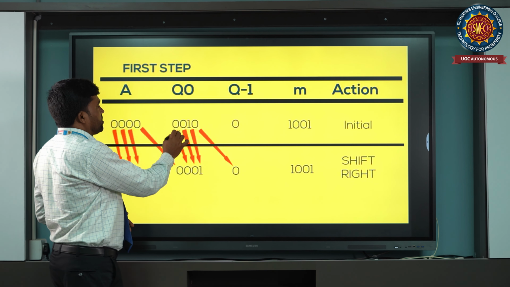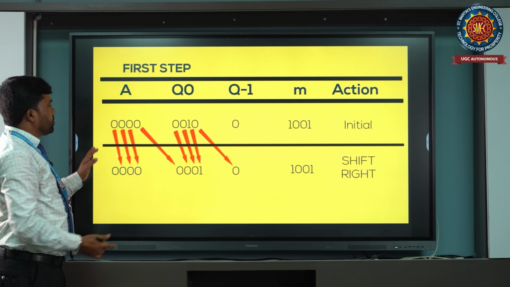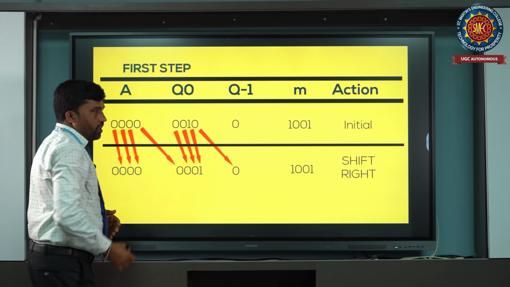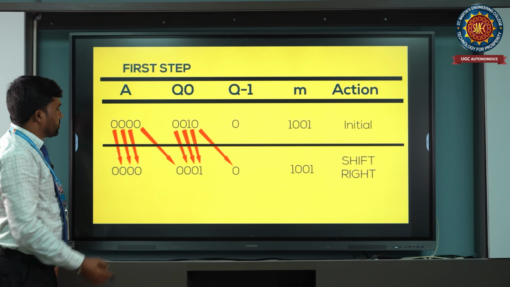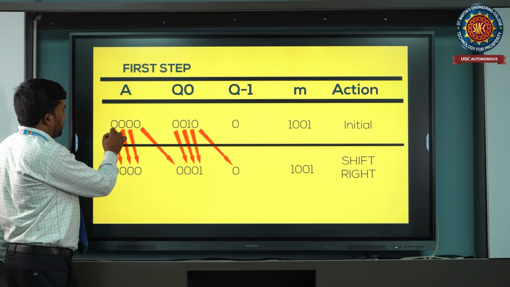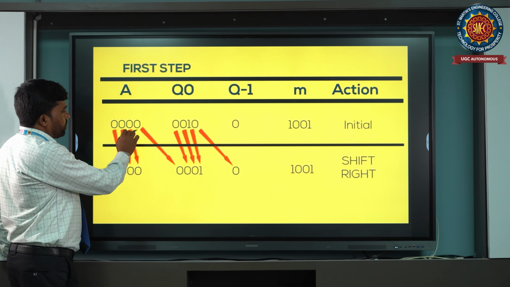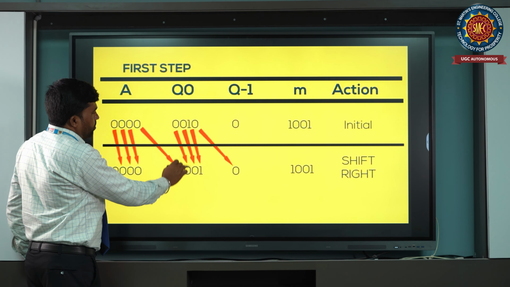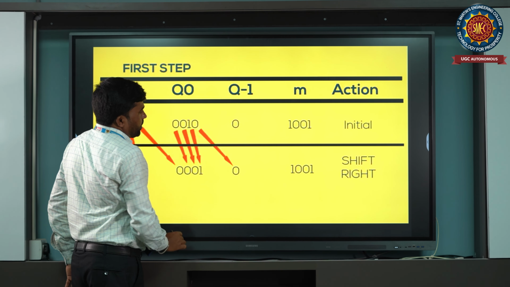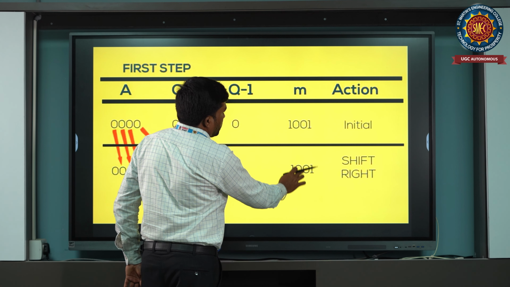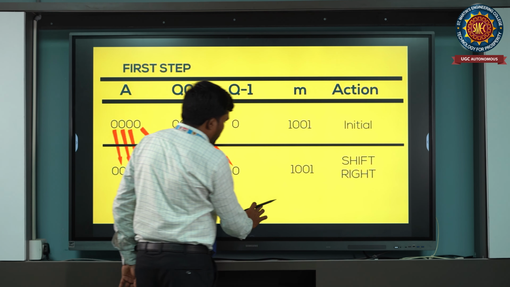At the initial stage we are getting some output, and next we have our operation. Qn is 0, which means we can directly do the arithmetic shift right operation. Arithmetic shift right means each 0 moves one position to the right, and the sign bit is always kept the same, so the shift right operation will be done.